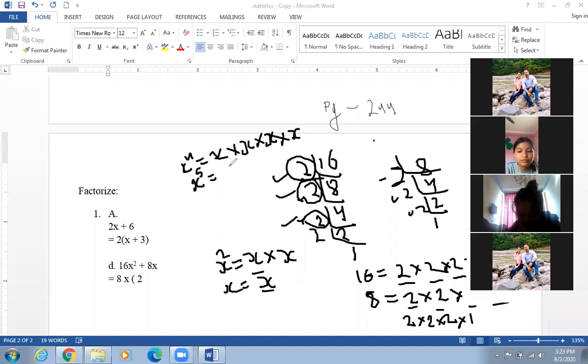Okay, so 4 times we need to write down. X power 5 means 5 times we need to write down x. X into x into x into x into x. That is 5 times we need to write down. So what is common in between these two numbers?